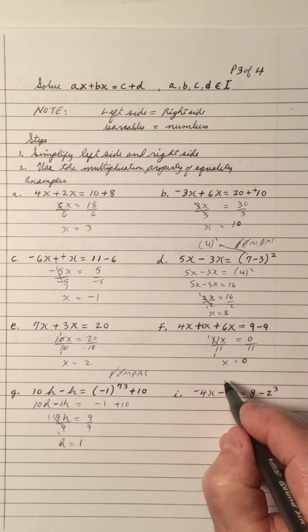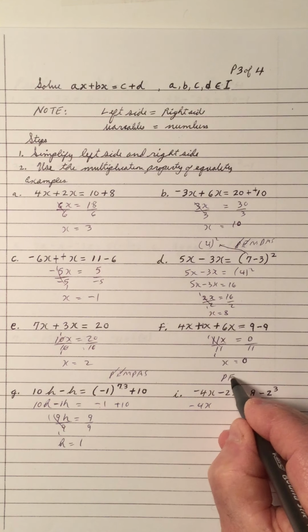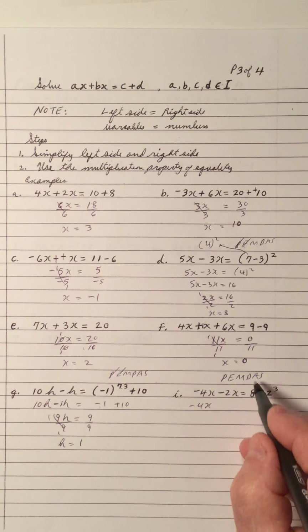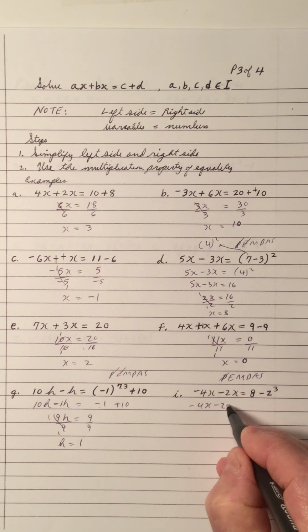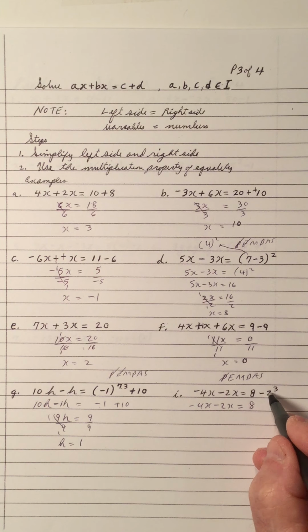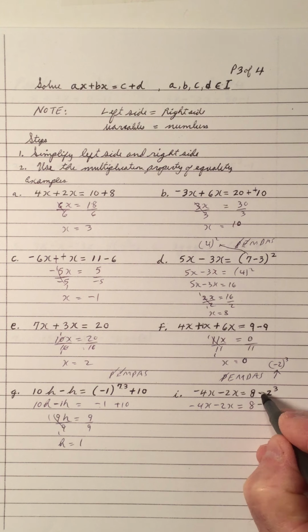And PEMDAS again. Let's see. Let's write this down first. And we have no brackets inside, but we do have an exponent. So that's just 8. And notice, you're subtracting 2 cubed. 2 cubed is 8. That is not negative 2 cubed. This is only the negative of 2.